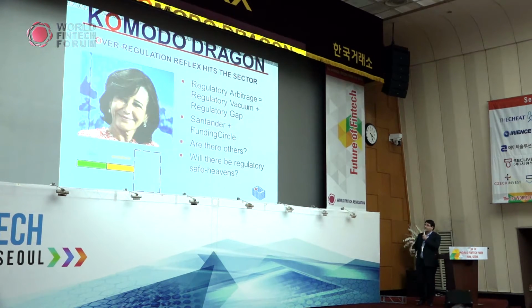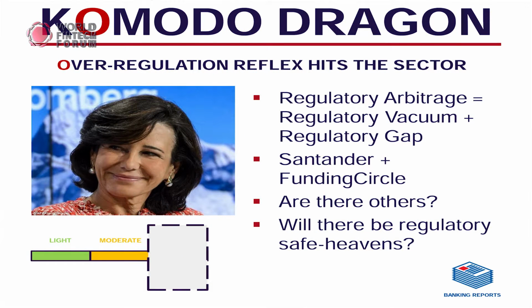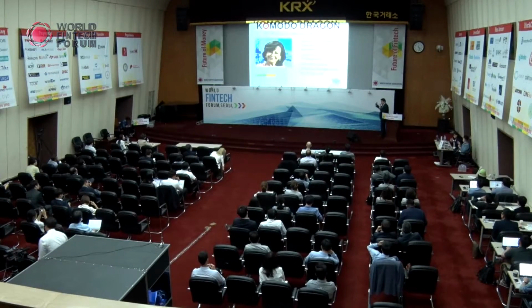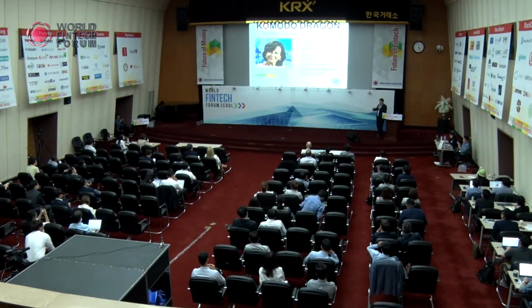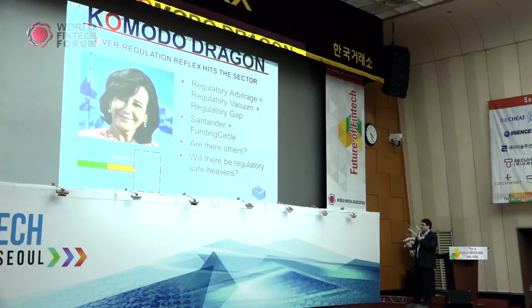Think it through. Okay, for O, over-regulation reflex hits the sector. So basically, right now banks are over-regulated, fintech activity is under-regulated. We will talk more about this, but this is the bottom line. What if peer-to-peer lending and crowdfunding starts to be regulated just like normal banking activity. Most of the sites couldn't match those compliance requirements, that very heavy amount of regulation. And that is a risk in itself, because, for example, loans and funding cannot be renewed, cannot be extended. So that is a serious risk.